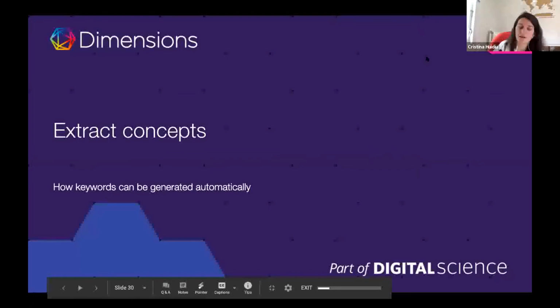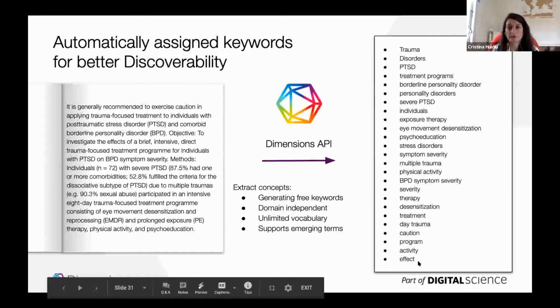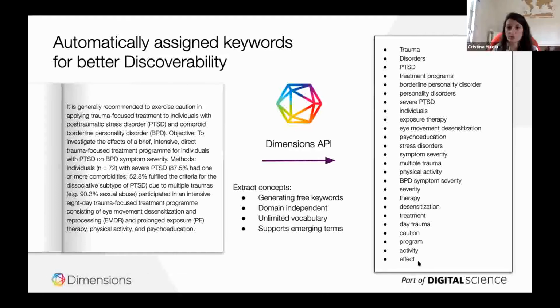Extracting concepts. You can think of concepts as pre-weighted keywords that are generated automatically. And they can be extracted from any piece of text, regardless if it has been indexed in Dimensions or not. So you can just put in any piece of text and it would return all of the concepts extracted, and it will assign a score to each of them. So you can return both the concepts and the score this time.